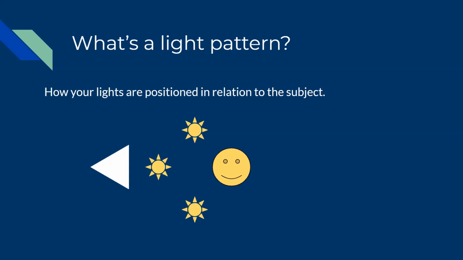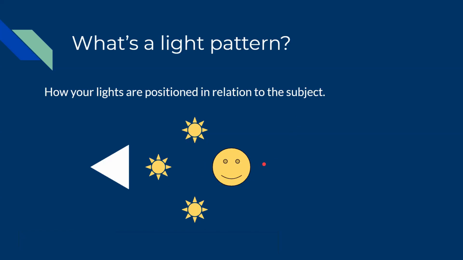Some of these positions are referred to as certain patterns. I've got a little silly graphic here. Imagine from a bird's eye view, this is your subject, happy and smiley, and over here is your camera. Each of these suns can represent a different position of your light. So here the light would be directly on him, or over here the light would be on his side, or again over here, on his side. Each of these different positions creates what we call a light pattern.